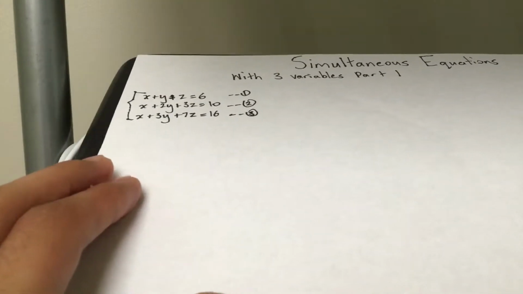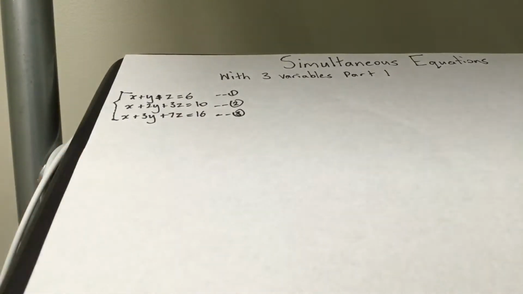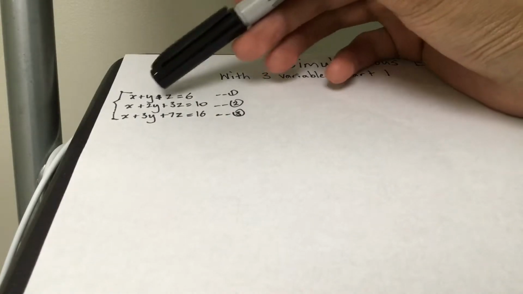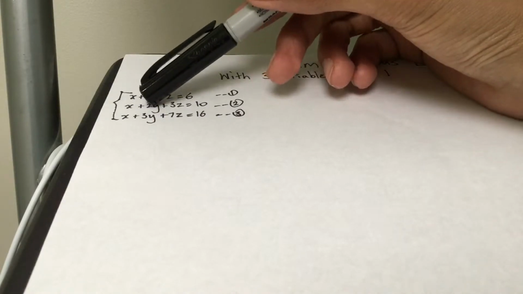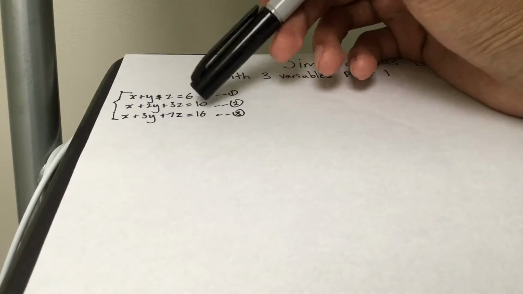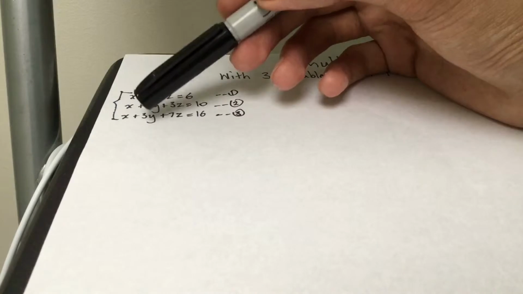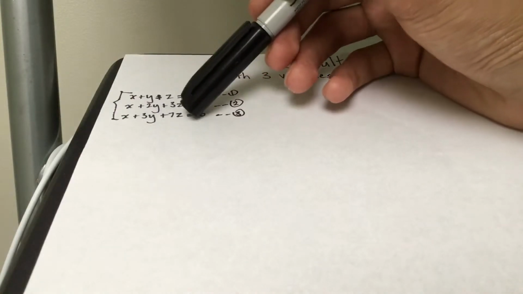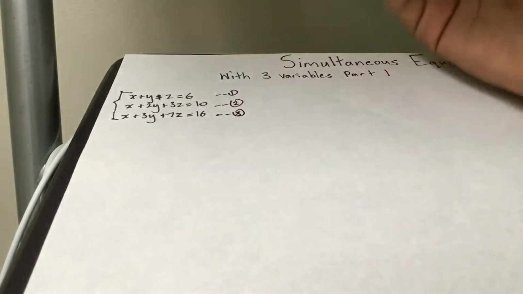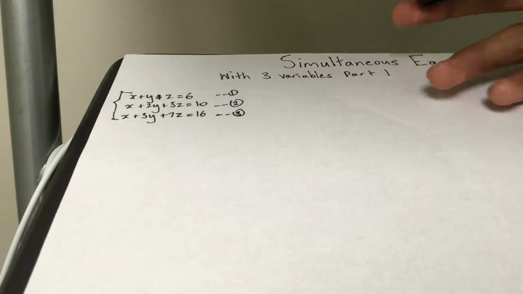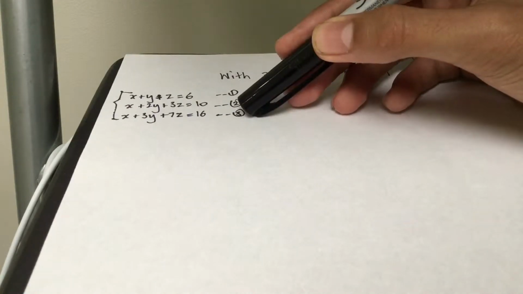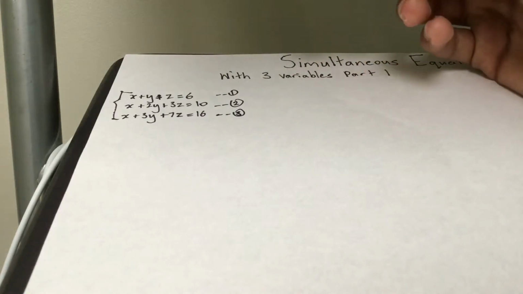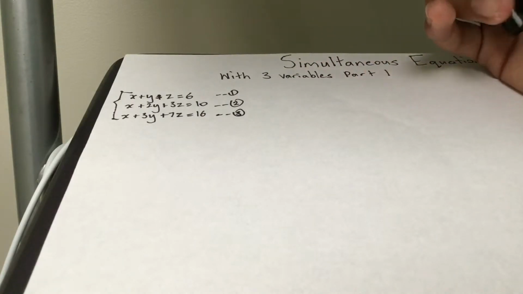I've put up these equations. It says x plus y plus z is equal to 6, and x plus 2y plus 3z is equal to 10, and x plus 3y plus 7z is equal to 16. The first step is to number each equation 1, 2, and 3. Next, you look for what the easiest step is.